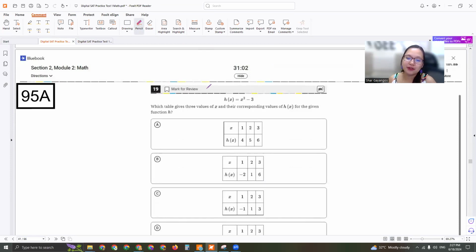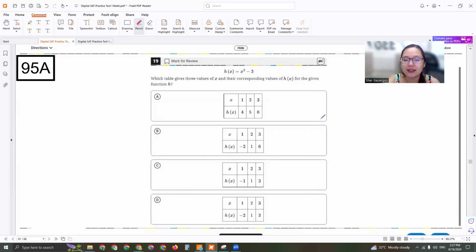Which table gives 3 values of x and their corresponding values of h of x for the given expression? Okay, let me just pull up my Desmos and experiment with something before I share it with you. I'll be back.